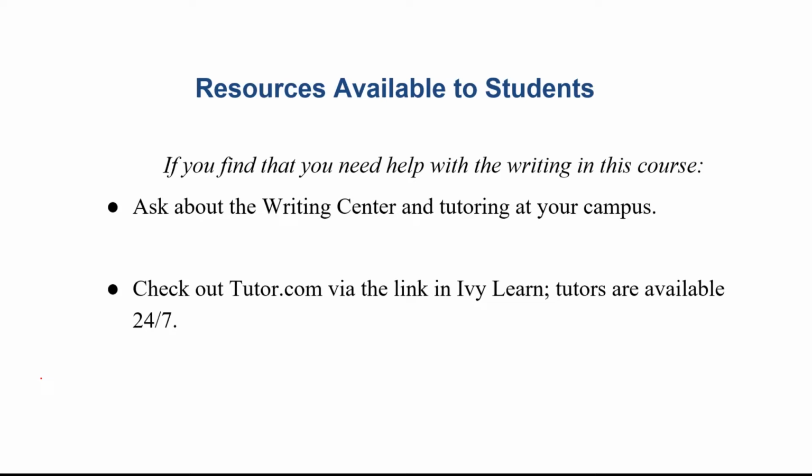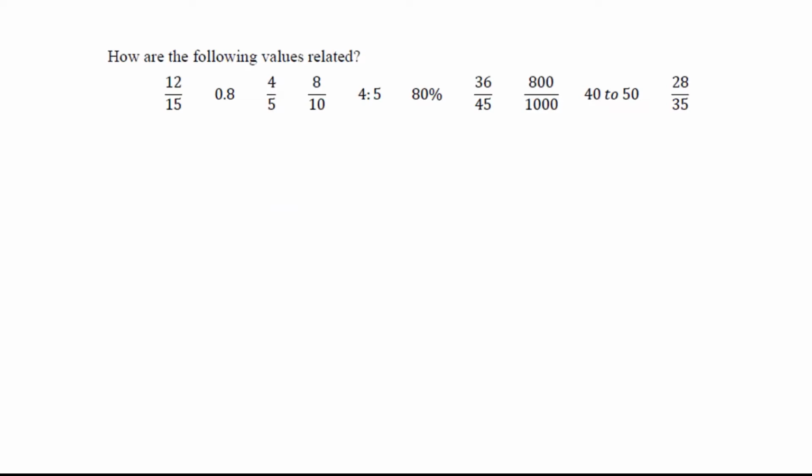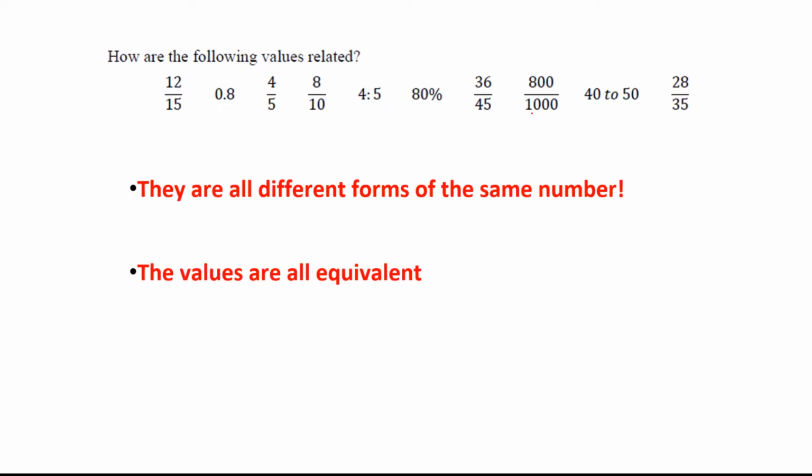The next thing we're going to look at is the equivalent forms of numbers. When we talk about the equivalent forms of numbers, we're looking at the different ways in which we can write a certain number. When we take a look at the example here, we are looking at numbers that can be written as fractions, as decimals, as reduced fractions, per 10, as values per thousand, and so on. What we see common with these numbers is that they are all related because they are the same numbers. And so we say that these values are all equivalent.